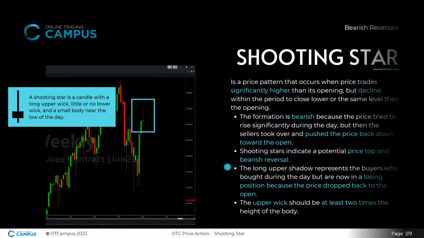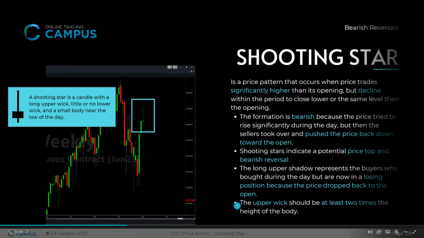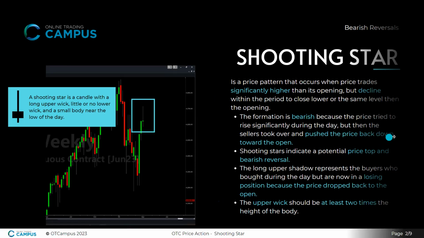The long upper shadow represents the buyers who bought during the day but are now in a losing position because the price dropped back to the open. Number 4: the upper wick should be at least 2 times the height of the body. Remember, guys, it is the opposite of the hammer candle. Here, the upper wick should be at least 2 times the height of the body. Good. That's the shooting star.